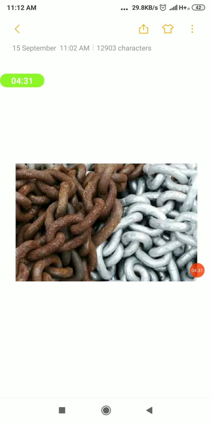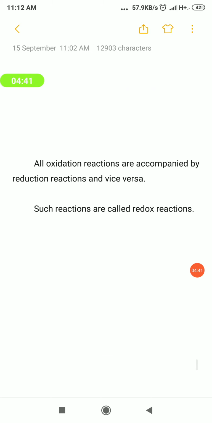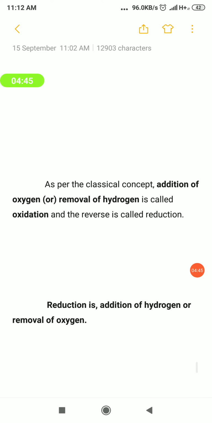But it is the classical concept. Olden days concept தான் follow பண்ணாங்க. Now we have one more concept that we will discuss later. Okay, then reduction means what? It will be just opposite to oxidation. So oxidation I have given here. As per the classical concept, addition of oxygen or removal of hydrogen is called oxidation, and the reverse is called reduction. Oxidation அப்படியே reverse தான் reduction.